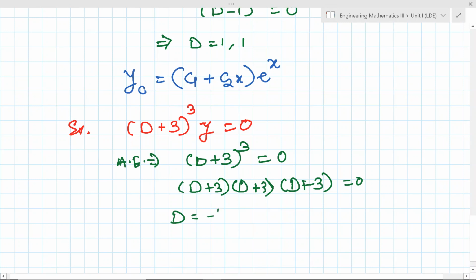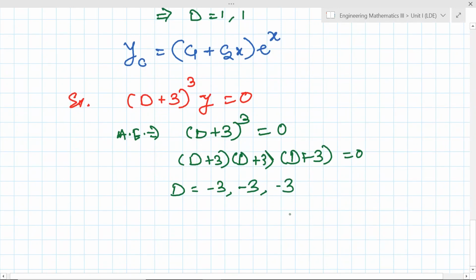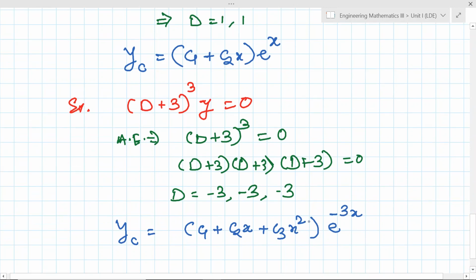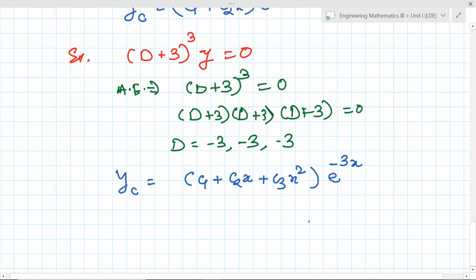So D is equal to what? Minus 3, minus 3, minus 3. So therefore minus 3 repeated thrice, and my complementary function in this case is yc equal to (c1 plus c2 x plus c3 x square) into e raised to minus 3x. Hope you have got this. Is there any doubt? Okay, so this is the second case, if roots are repeated.